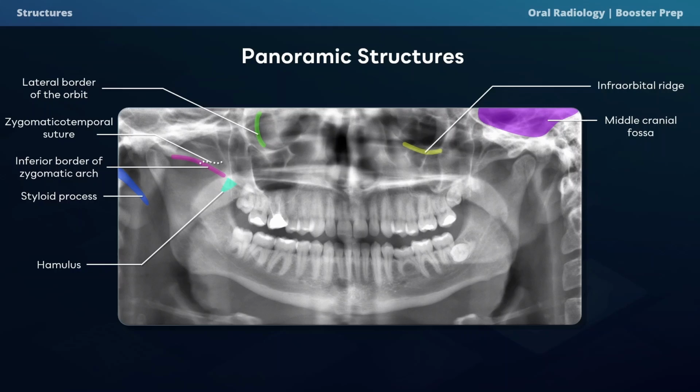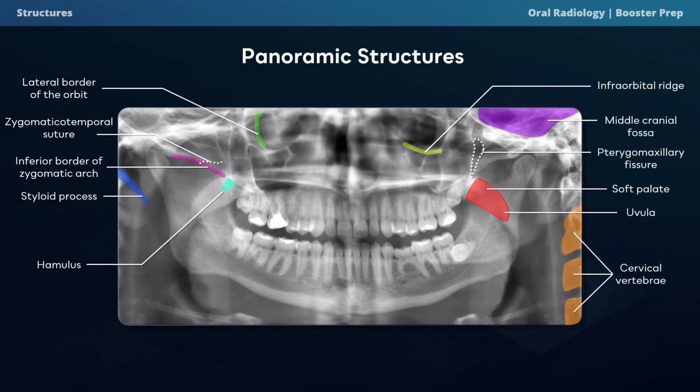the middle cranial fossa, which is the portion of the skull base housing the temporal lobes, and it appears as a radiolucent area, the pterygomaxillary fissure, which is a teardrop-shaped radiolucency between the maxilla and the pterygoid process, the soft palate, which is a radiolucent soft tissue structure posterior to the hard palate, the uvula, which is a projection of the soft palate and it may appear as soft tissue in the midline, and lastly, the cervical vertebrae, which appear as vertical radiopaque structures at the two sides of the image.